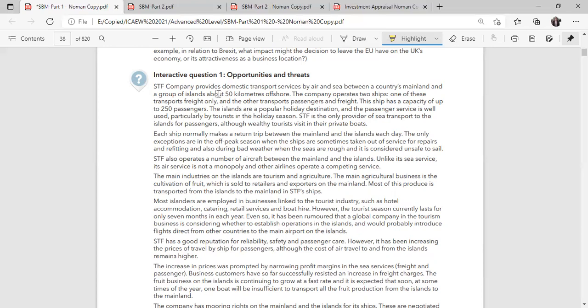SCF company provides domestic transport services. Yes, this is my main business. Services by which means by air and sea between a country's mainland and a group of islands about 50 kilometers offshore. So that is your business, what you are doing.